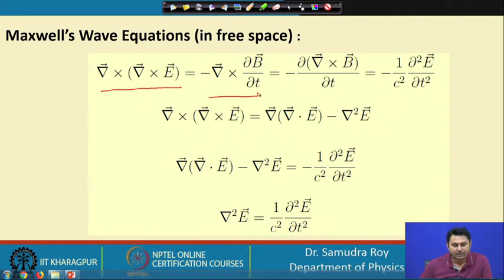After that, we just use curl cross del B del T as del T of curl cross B. That means the operator here is now exchanged. If you look here, you will find that first the curl operator was there and then the derivative operator, the del T operator. So now what we have done is just exchange this operator.